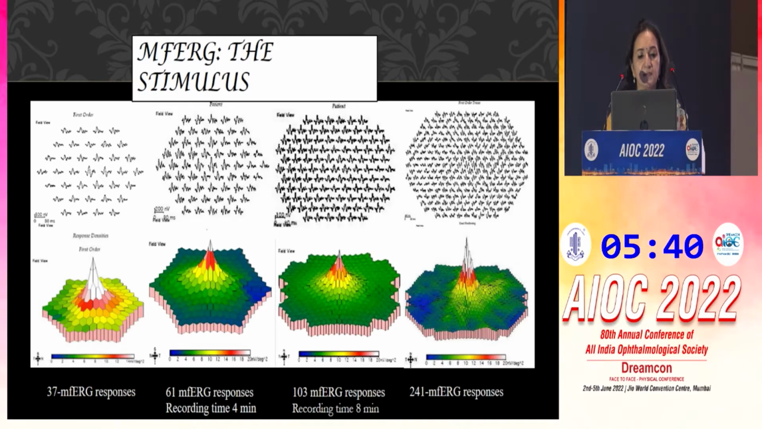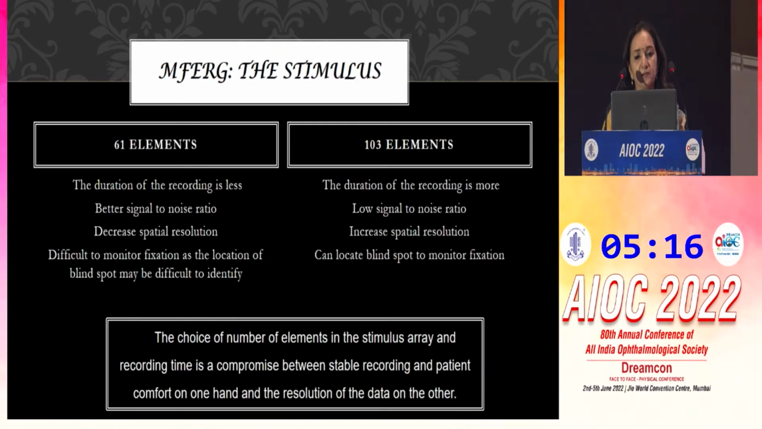You can have a 37, 61, 103, or 241 multifocal ERG, depending on the number of stimuli which are given to the patient. As is understandable, 37 is faster because fewer stimuli are there, but the resolution is lesser vis-a-vis the 241, where the recording time can be very high and patient cooperation is necessary, but the resolution is very good.